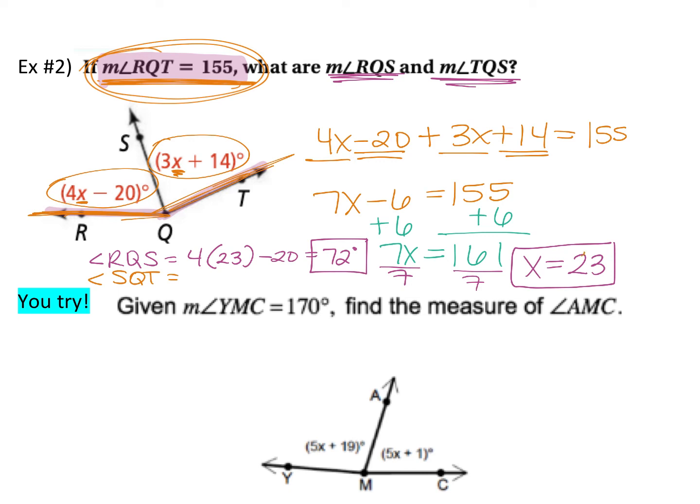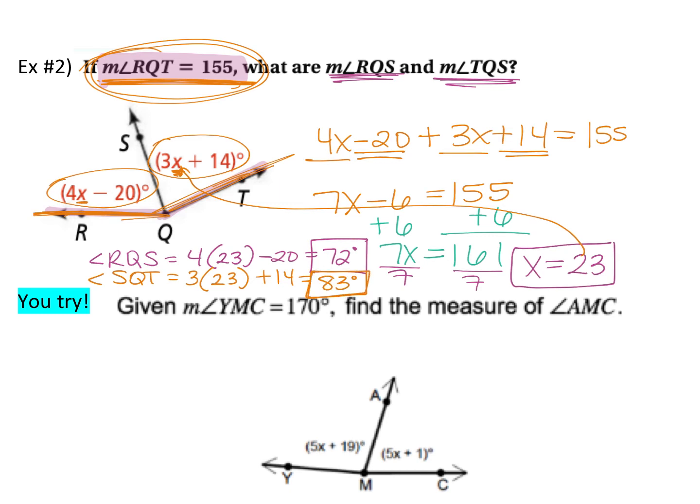The next one we're going to plug in right here. 3 times 23 plus 14. Plug that in. 3 times 23 plus 14 is... oh shoot. Sorry. 83.